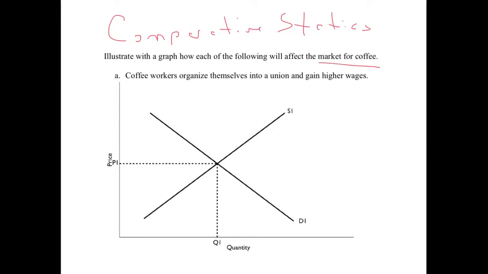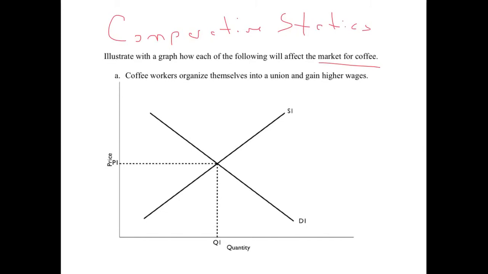Now, for each of these, you will see that I start with a diagram, and let me encourage you to do the same. Whenever you're using the supply and demand model, it's always good to take out a piece of paper, draw the graph, upward sloping supply curve, downward sloping demand curve, label your axes, price and quantity, and use the model. So in our first scenario, we're told that coffee workers organize themselves into a union and gain higher wages.